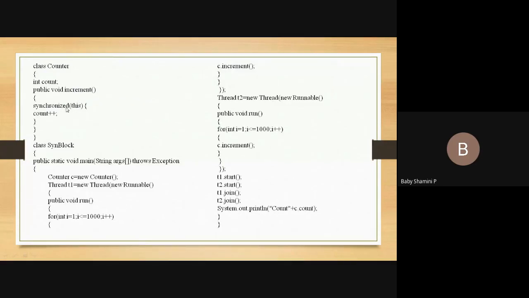But here we have the statement synchronized(this). That is, I'm going to lock this particular block. For that, I'm using the keyword synchronized(this). So T1 locks this resource. Once it completes its task, it releases the lock, and T2 starts executing the process. Again it locks this synchronized block, completes its execution, and releases the lock.